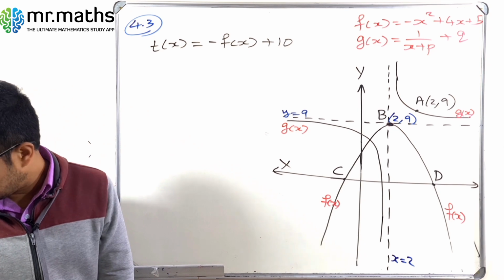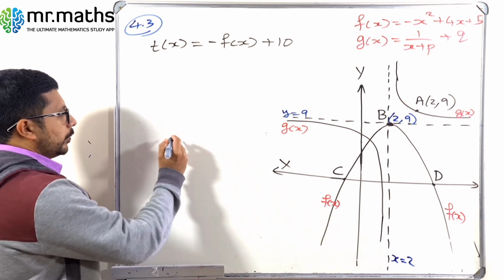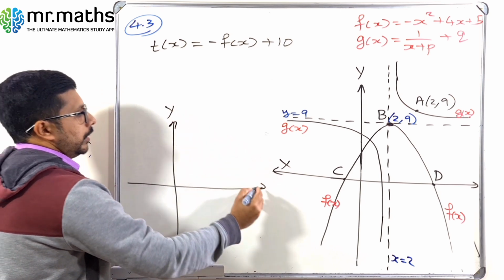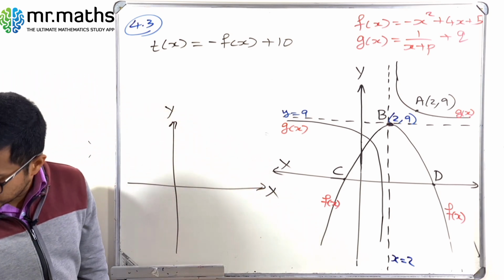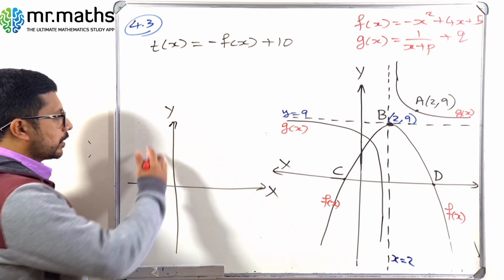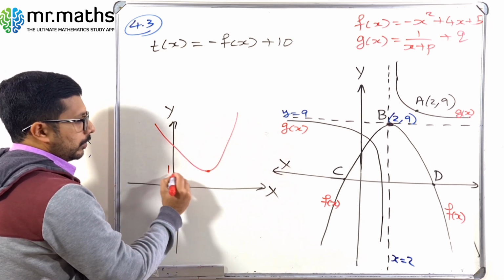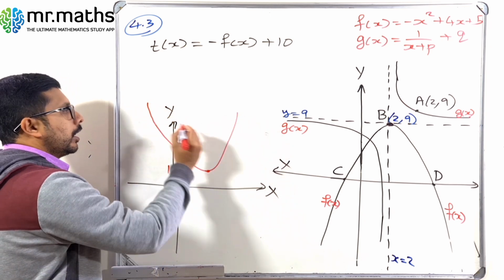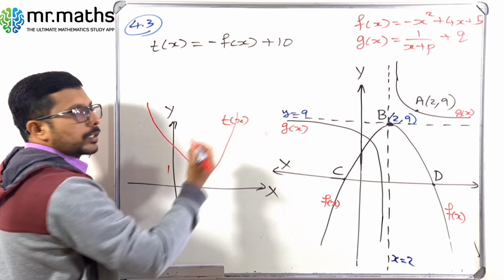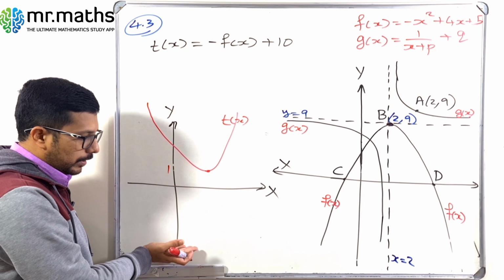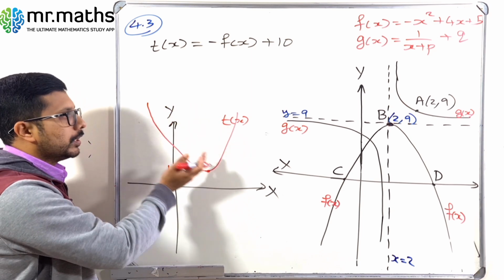Here the new graph is something like this. This is the y-axis and this is the x-axis. And how is the new graph t of x? It's like this. This is 1. Okay, so this is the new graph t of x, after the reflection based on the x-axis, then shifted 10 units. So this is the new graph.